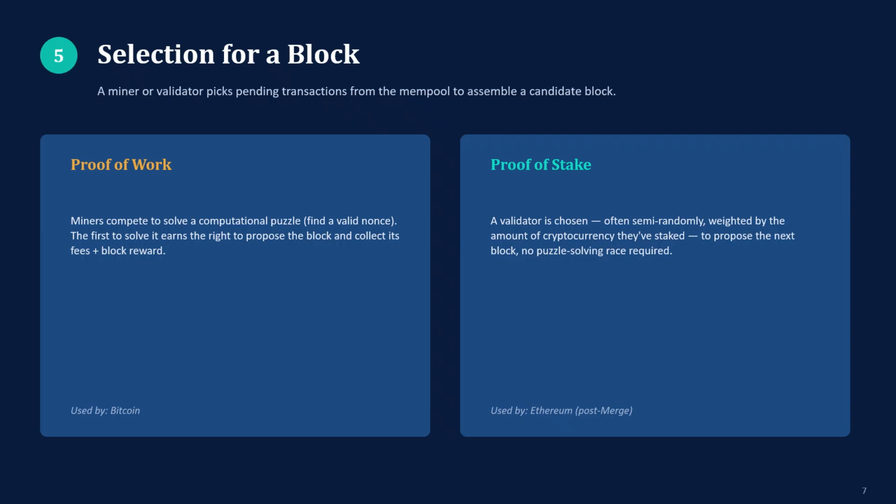Either way, the winner assembles a candidate block by pulling transactions out of their mempool, usually highest fee first, and transaction B finally gets its chance to be included.